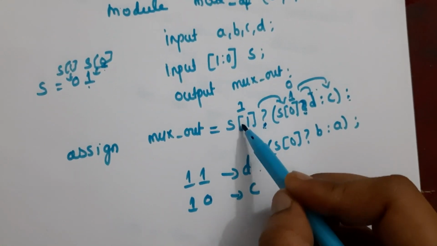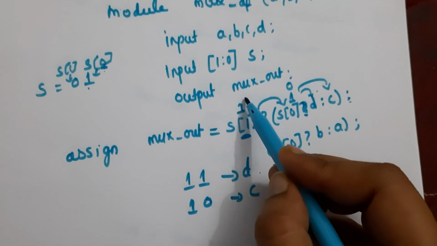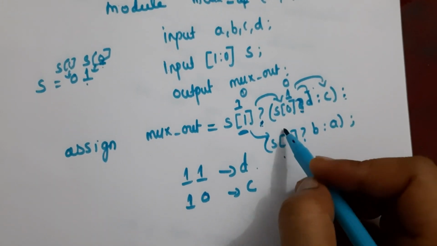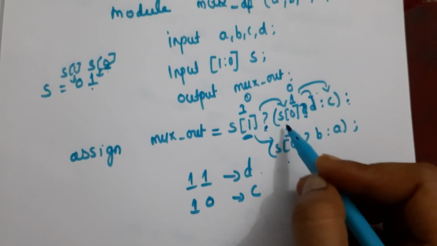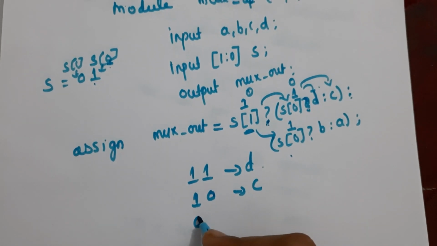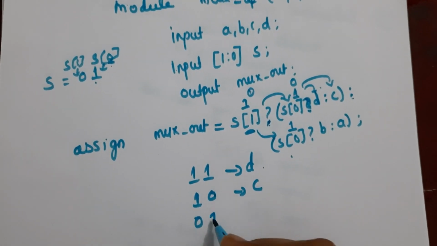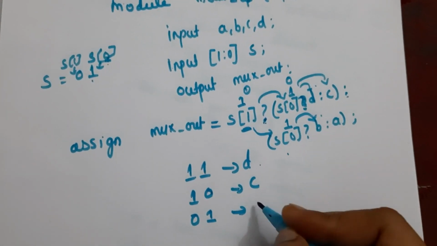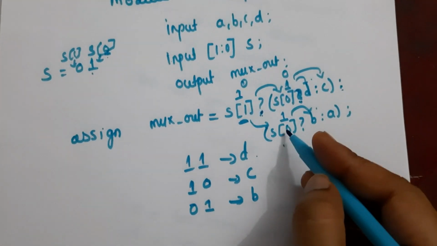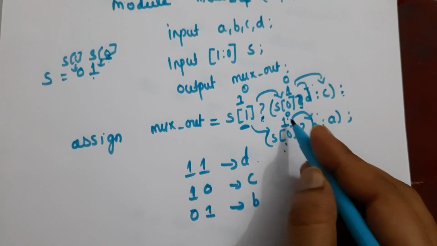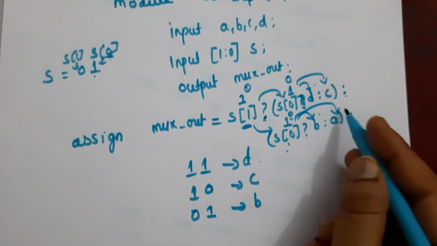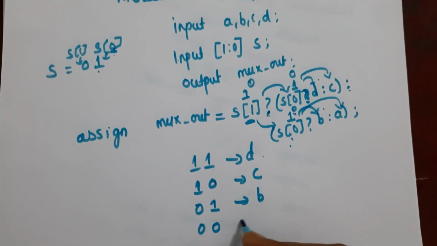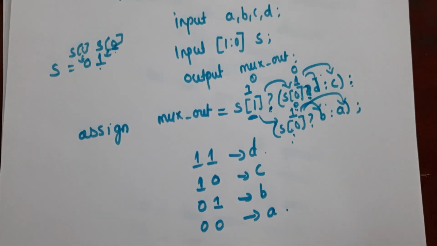Next, when this case itself fails, that means S of 1 is 0, it moves to this statement and here it checks this is 1. Now S of 1 is 0 and S of 0 is 1, meaning 0 1 condition. In this condition it chooses B. Again, if the condition fails here, that is, this is 0, it means it chooses the value A. So now S of 1 is also 0, S of 0 is also 0, we choose A as the output.